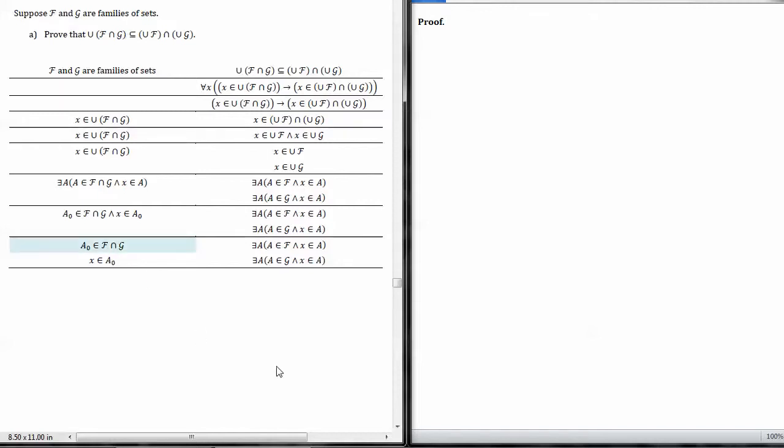A0 is in the intersection of F and G. That means, by definition of intersection, and also by the conjunction thing we've been doing, that A0 is in F and A0 is in G. So I've abbreviated a little bit there.